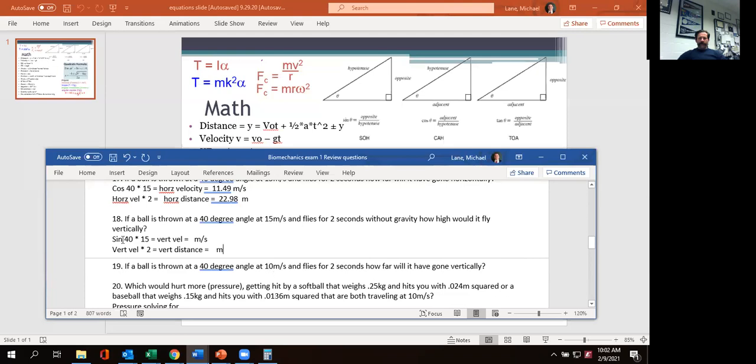Now, whereas, for 19, notice it's only 10 meters per second, but we'd start it up the same here, only now it would be the vertical velocity times 2 minus the 1/2 multiplied by 9.81 multiplied by 2 squared, because time squared. And that would equal your vertical distance.